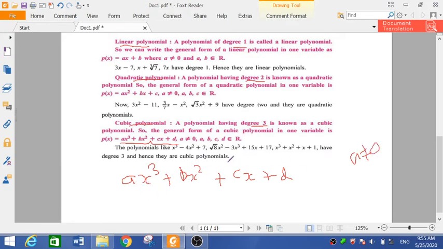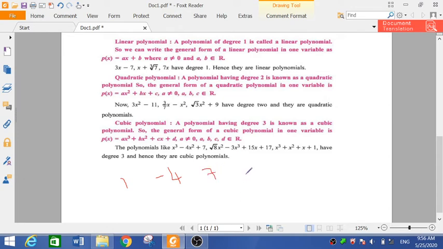Now one question you have to find out: x cube minus 4x squared plus 7. Find the coefficient of x cube, so we can say 1. The coefficient of x square is minus 4. The constant term is 7. In the second question, the coefficient of x cube is minus 3, the coefficient of x square is 8, the coefficient of x is 15, and the constant term is 17.